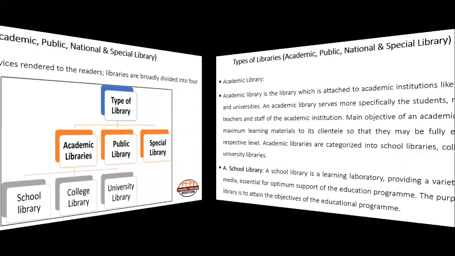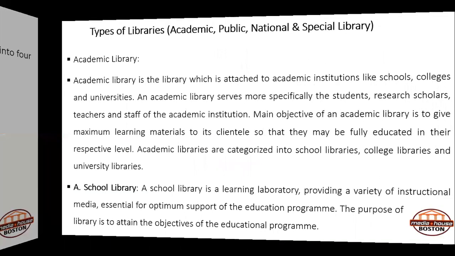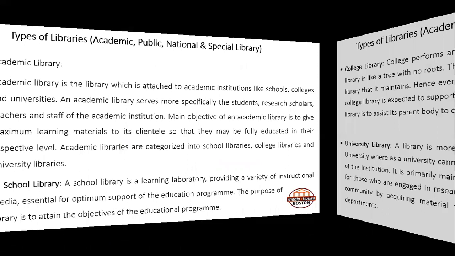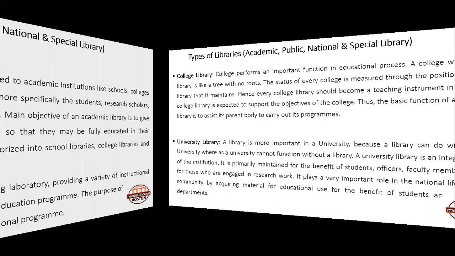Okay, so academic library. An academic library is the library which is attached to academic institutions like schools, colleges, and universities, like the ones that we have at Boston Media House campuses. An academic library serves more specifically the students, research scholars, teachers, and staff of the academic institution. And the main objective of an academic library is to give maximum learning materials to its clientele.